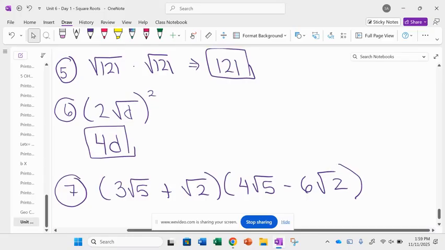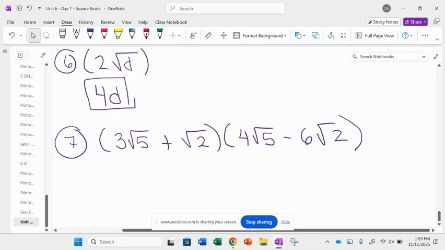I'm going to do a problem like that. After this problem, I'll do a problem like that. What do I have to do here? It's a binomial times a binomial. I heard it. FOIL. We have to FOIL.